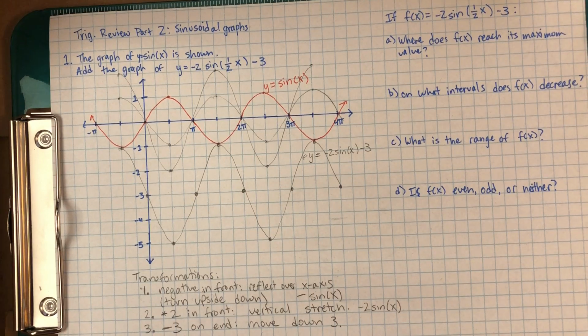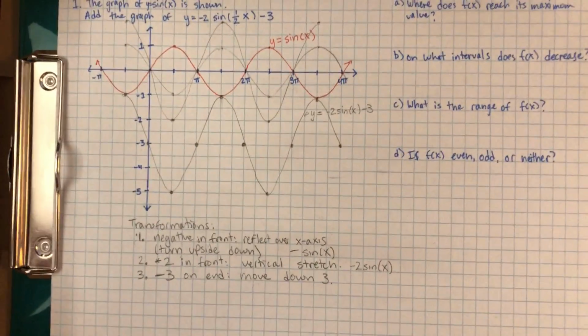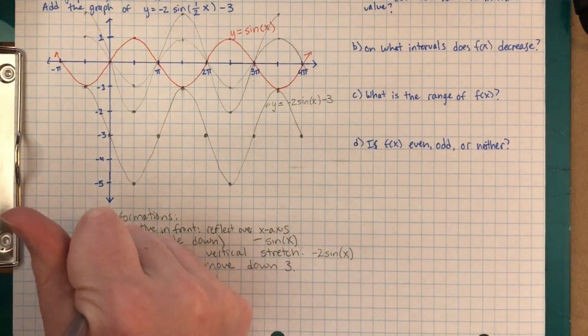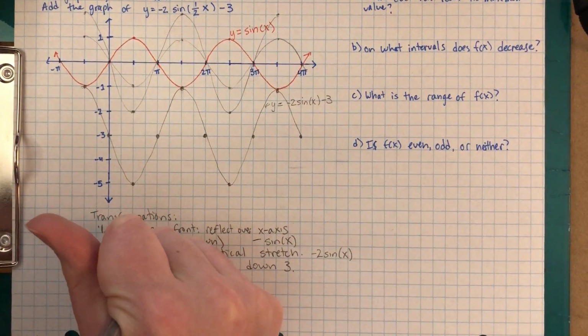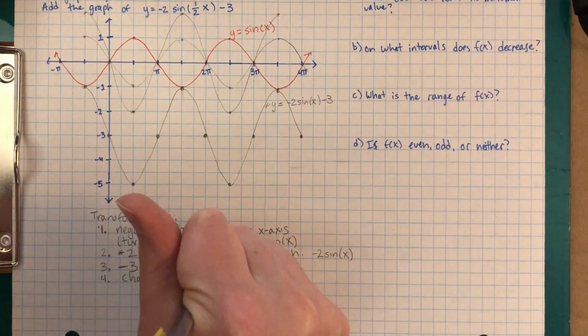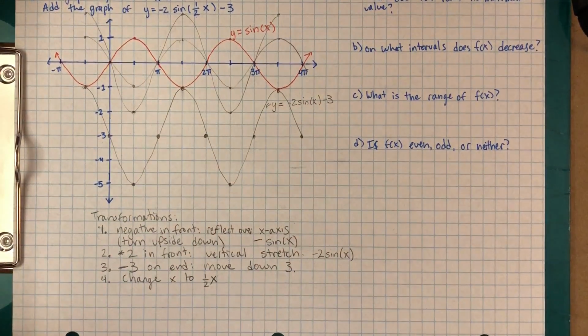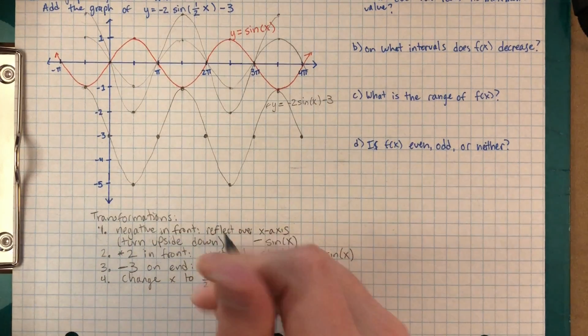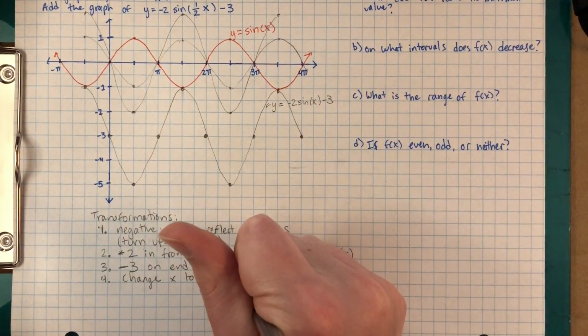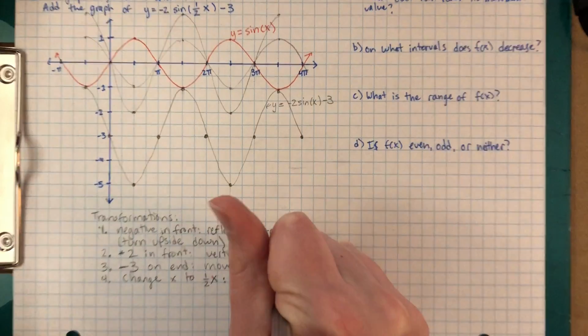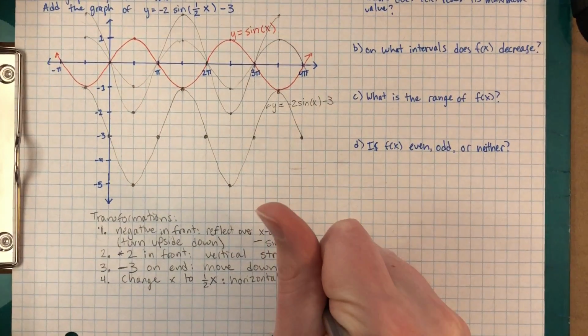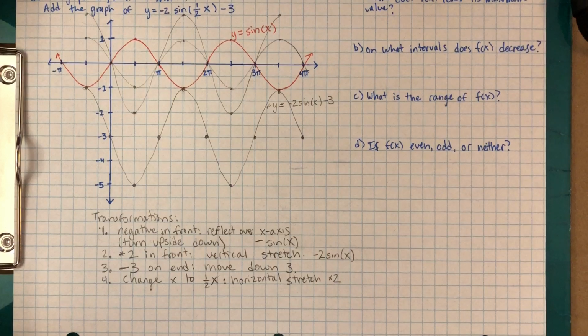And the last thing that I have to do is this 1/2. Change x to 1/2 x, or multiply x by 1/2. And this is a horizontal stretch wider by 2. So this might seem a little bit counterintuitive. You might remember the rules that the stuff with x kind of always happens in the opposite way that you expect.